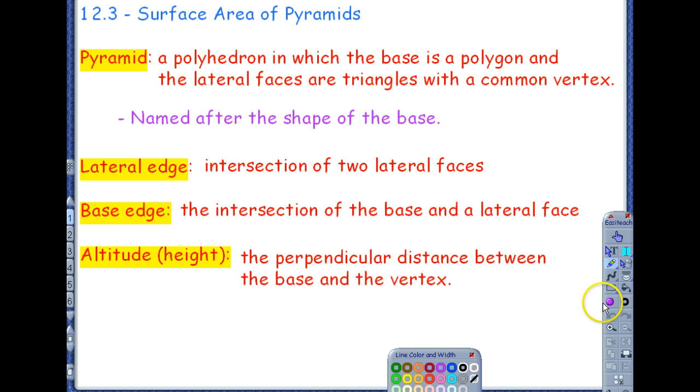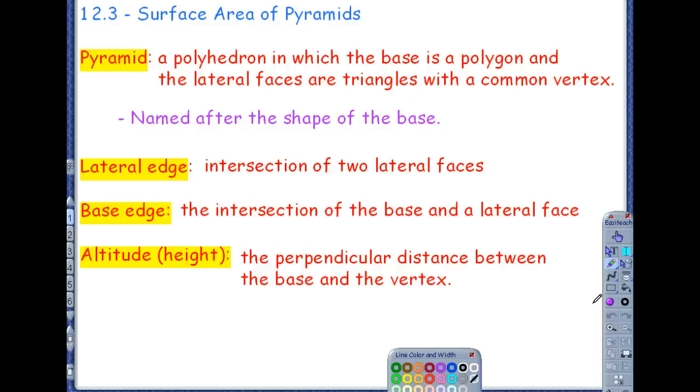Now, a pyramid, I know you guys know what a pyramid is, okay? Some great examples: when you think of a pyramid, you think back to Egypt and all the great pyramids. Now, that's a specific type of pyramid. We're going to see other types of pyramids. A pyramid is a polyhedron.